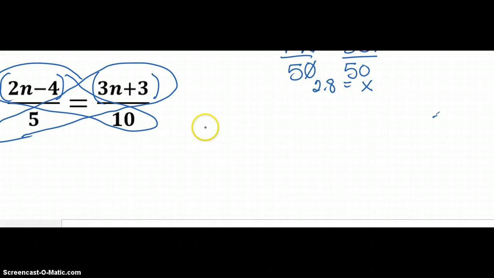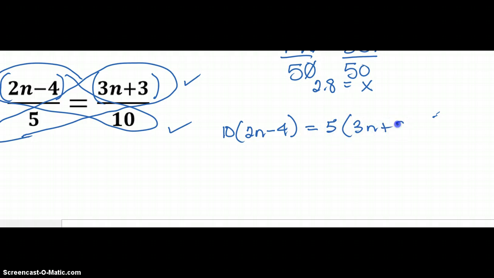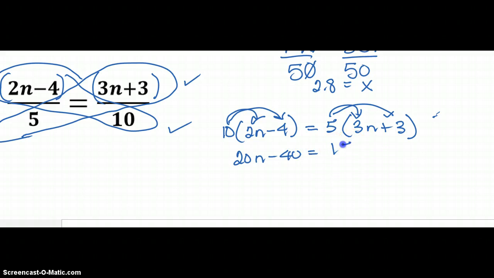Okay, so I'm going to have 10 times (2n minus 4) is equal to, remember we said that this part is going to be equal to this part, so that's going to be 5 times (3n plus 3). Now I'm going to use my distributive property, making sure that I get that 10 to both parts and that 5 to both parts, and I get 20n minus 40 equals 15n plus 15.